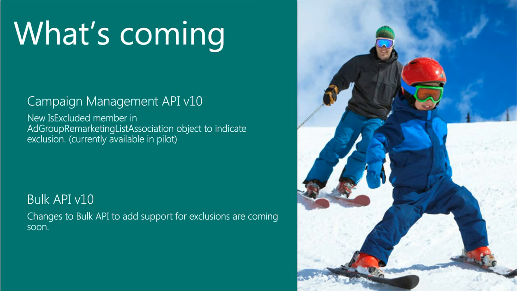we already have added support for remarketing exclusions in Campaign Management API, and it's part of the pilot that's ongoing right now. So if you're interested in being part of this pilot, we encourage you to let us know. We'll have more information on where to sign up for pilots at the end of this presentation. In terms of changes to Bulk API, we'll be announcing that closer to when we actually have plans to release that.